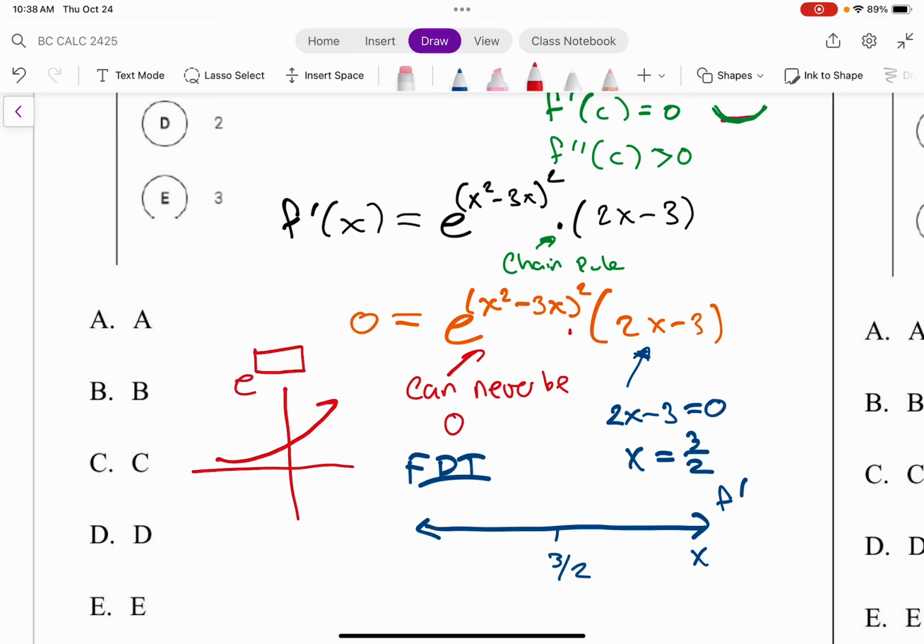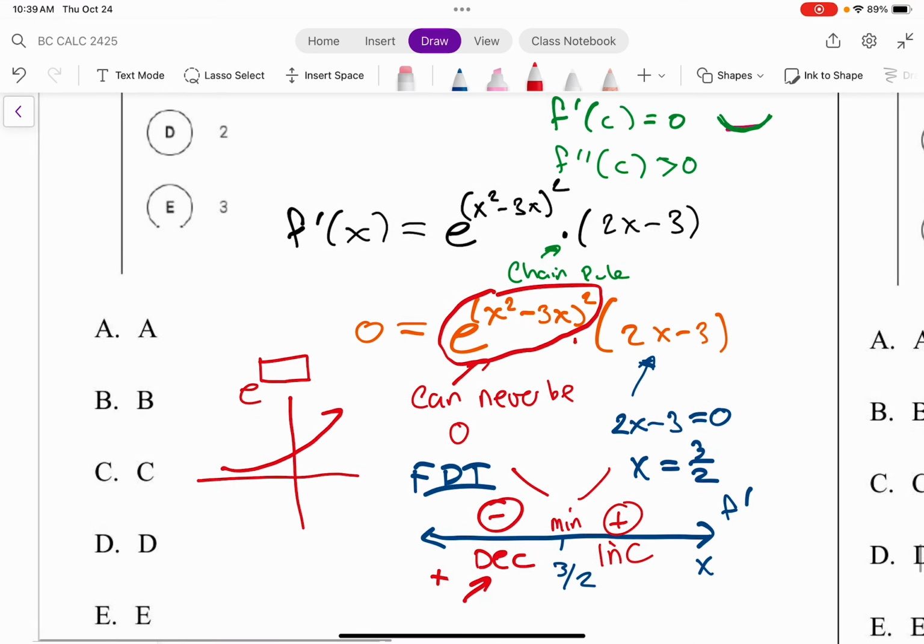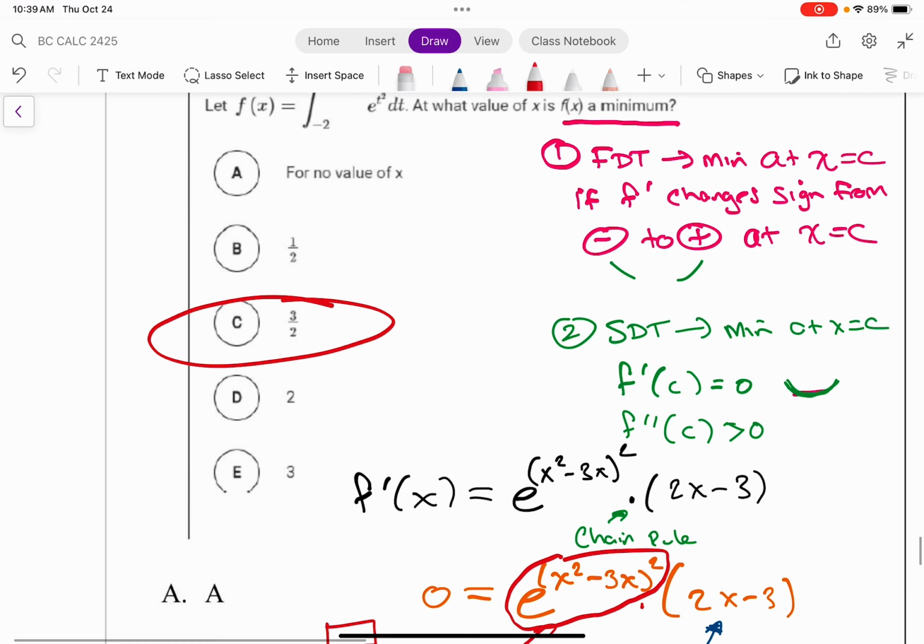If you plug in, for example, 0, which is over here, again, this I wrote can never be 0. This is actually always positive, so that's a positive number. And then 2 times 0 minus 3 is a negative. Okay, so our function is decreasing in that section. And then if you plug in 10, you'll get a positive times 2 times 10 minus 3, which is a positive. And so the function changes to increasing. And now we've got a min by the first derivative test at 3/2, which is answer choice C.